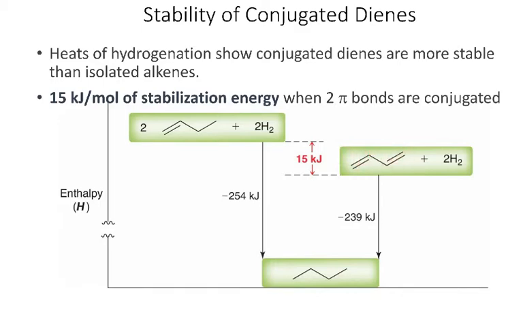1,3-butadiene, we can see that the energy released when we hydrogenate the conjugated diene is less than the energy that is given off when we hydrogenate two of the 1-butenes. And so the difference in those hydrogenation energies tells us how much more stable the conjugated diene is. You don't have to worry too much about this hydrogenation. I think the main take-home message from this slide is that conjugated dienes are extra special stable compared to regular alkenes.